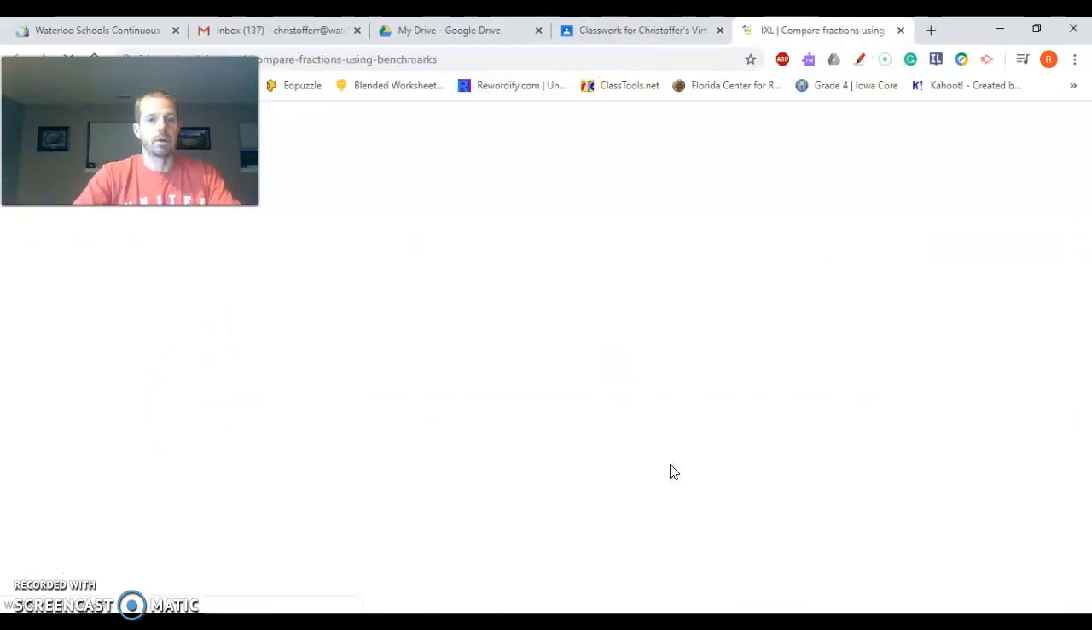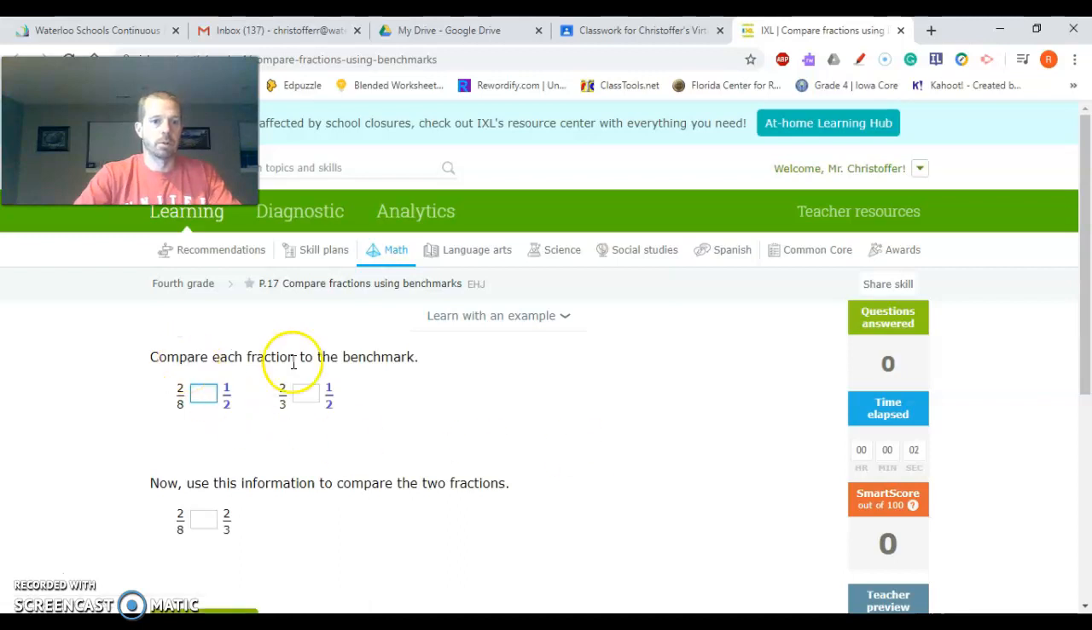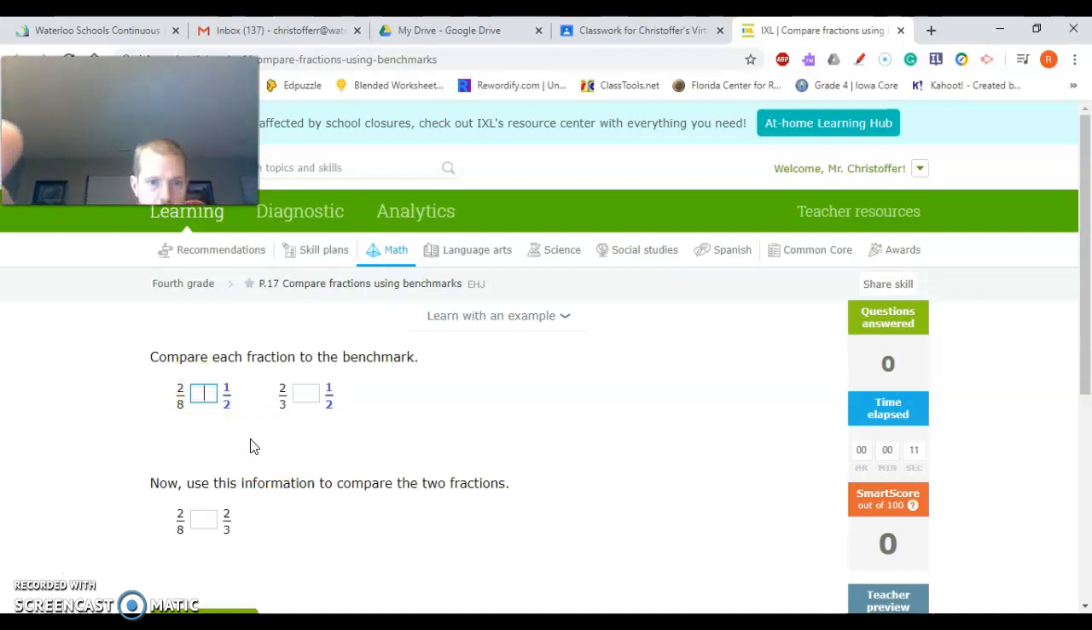Next one, comparing fractions using benchmarks. So compare each fraction to the benchmark. Is 2/8 equal to or less than half? So it is less than half because half would be 4/8. Is 2/3 more or less than half?